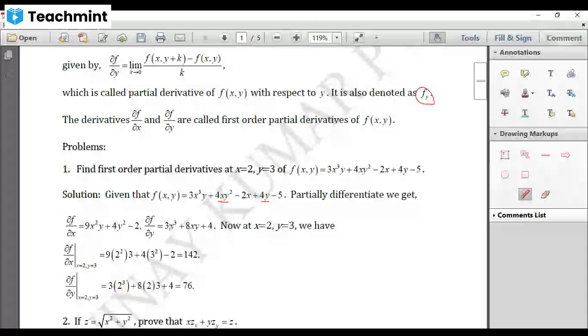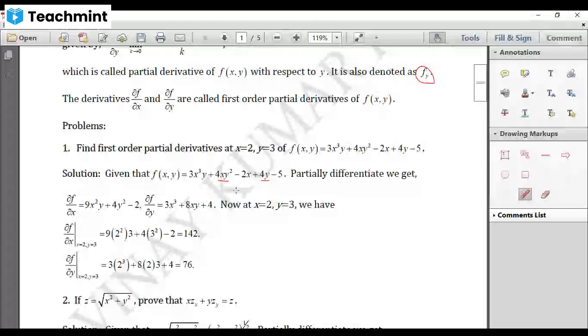Now we got partial derivative of f with respect to x and f with respect to y. But we need partial derivatives at x equal to 2 and y equal to 3. Therefore, substitute x equal to 2 and y equal to 3 in this. If you substitute, you'll get partial derivative of f with respect to x as 142 and partial derivative of f with respect to y as 76 at x equal to 2 and y equal to 3. So this is the partial derivative of f with respect to x and y at x equal to 2 and y equal to 3.